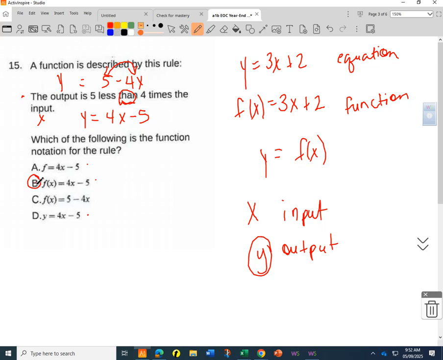Any questions on that one? So we could write that. This is the equation form. This is the function form. We replace the y with f of x. Okay.